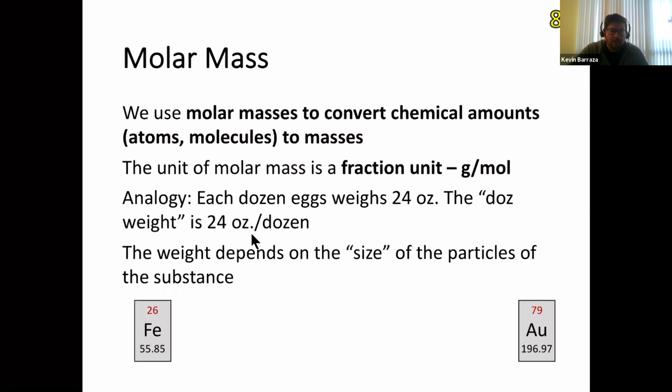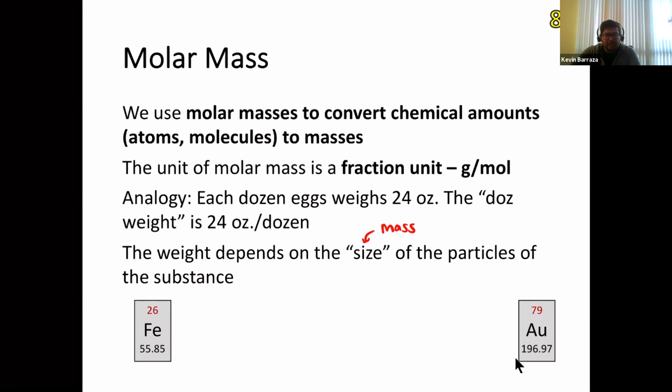A certain quantity of eggs weighs a certain amount. A dozen eggs weighs 24 ounces. So our conversion factor is 24 ounces per dozen. The same thing goes with the molar mass. It's a certain amount of grams per mole. And the weight that it actually comes to depends on the size of the particle. And I'm using size kind of sloppily. What I mean is the mass of the particle.